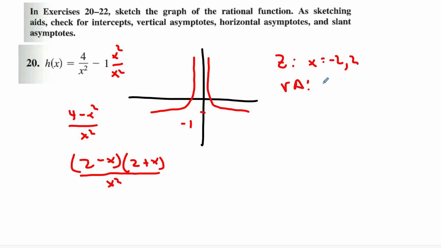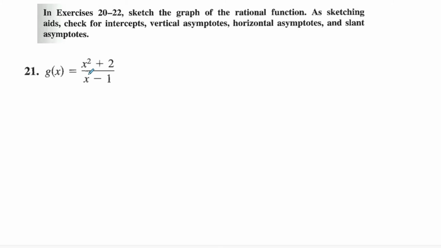Vertical asymptote is going to be x equals 0. There is a horizontal asymptote, as we discussed. That's at y equals negative 1, which is also the end behavior. Y-intercept. If I plug 0 in here, it blows up, so there is no y-intercept. Okay. All right, this one's a little bit trickier.